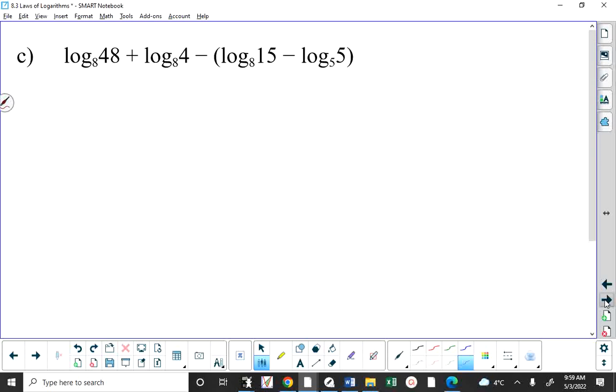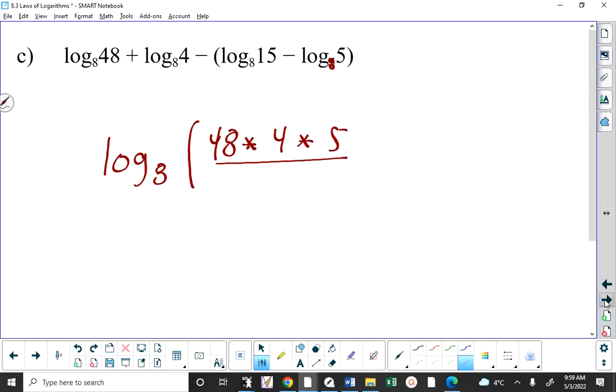Log base 8 of 48 plus log base 8 of 4 minus bracket log base 8 of 15 minus log base 5 of 5. Wow. Does yours say log base 5 of 5? No, it says 8. Okay. Whew. That's an 8. So I'm going to write something down here, and ask how many of you see why that is correct.